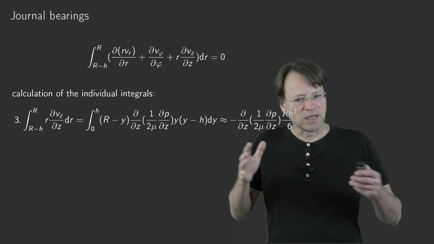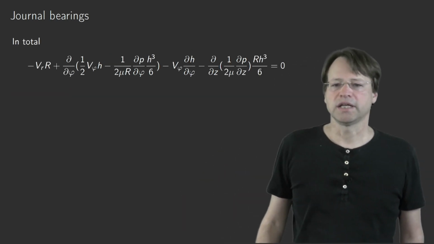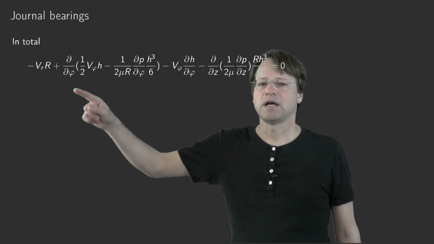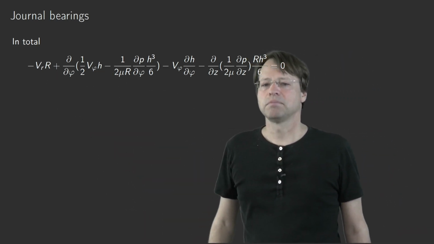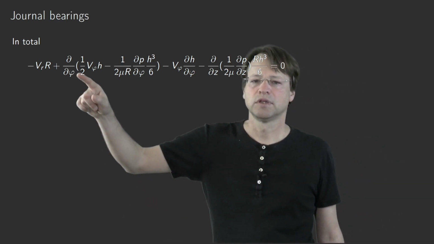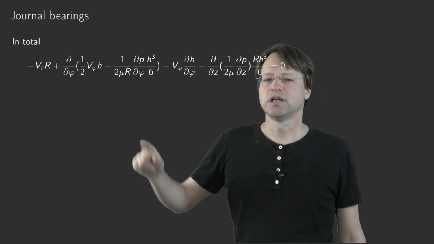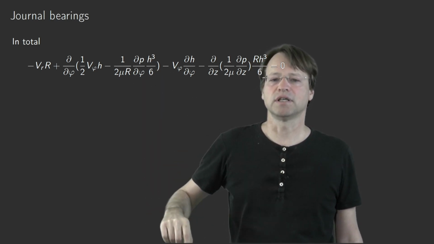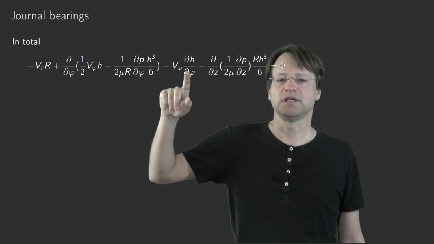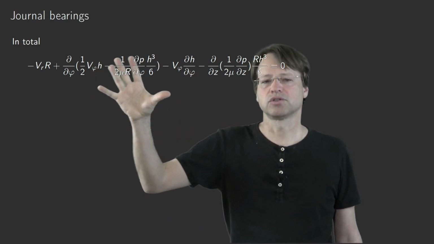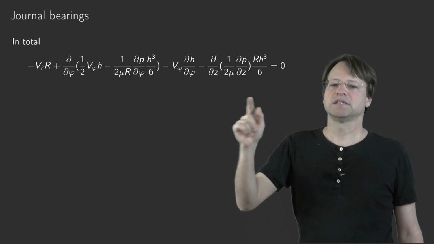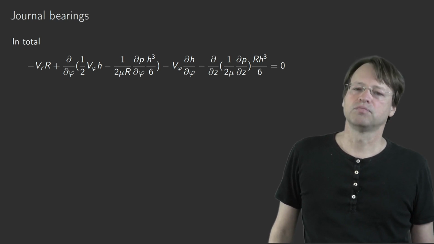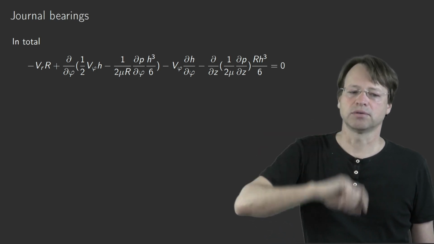Okay, now let's assemble the whole story on the next slide. In total, what we found is minus v_r capital R plus d by d phi half v_phi h minus 1 divided by 2 mu r dp by d phi h cubed divided by 6 minus v_phi dh by d phi. All the story comes from the second term, minus d by dz, 1 divided by 2 mu dp by dz, r h cubed divided by 6, is equal to 0.